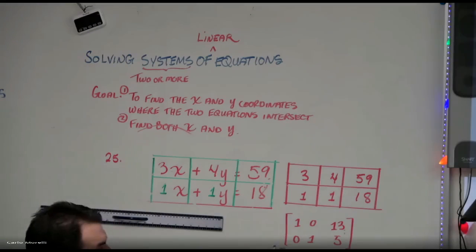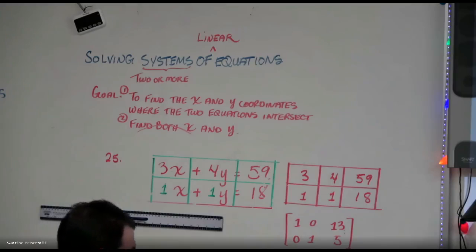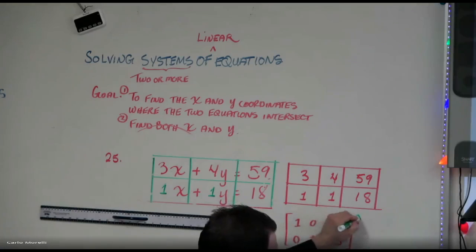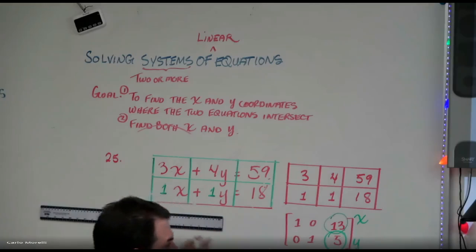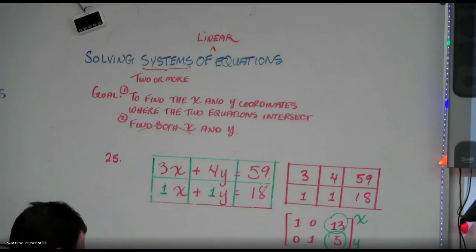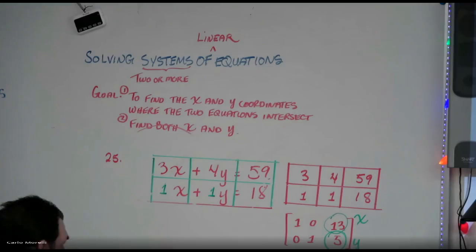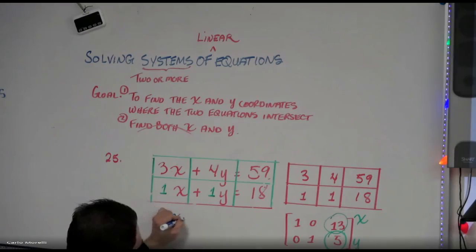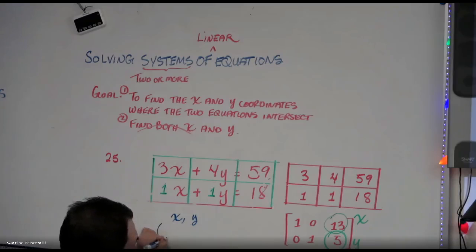So look down here. 1, 0, 13, 0, 1, 5. Very, very easily, folks. The top row is X. The bottom row is Y. So if I wanted to write this in the form that I told you to write it in, as a coordinate pair, I would write X comma Y, which would be 13 comma 5.